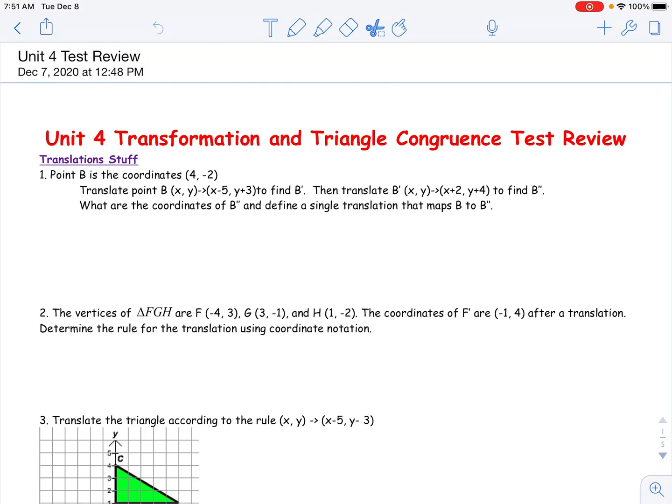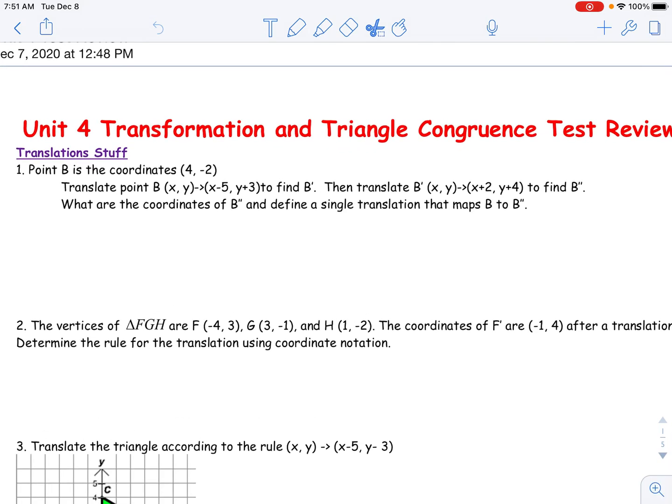Okay, students, so we're here with Unit 4 Transformations and Triangle Congruence Test Review. So let's just dive in. Translation stuff. Our first transformation is translation. And remember, it's just literally addition and subtraction. And if you're good at counting, you're going to be good at translation.